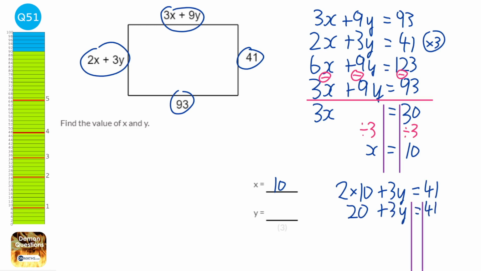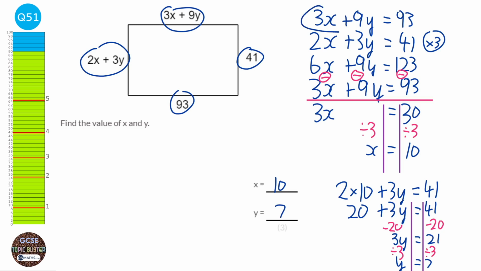Get my solving lines in. And we're going to take away 20 both sides. So we've got 3y equals 21. And then we're going to divide by 3 both sides. So y equals 7. So we've got x equals 10, y equals 7.